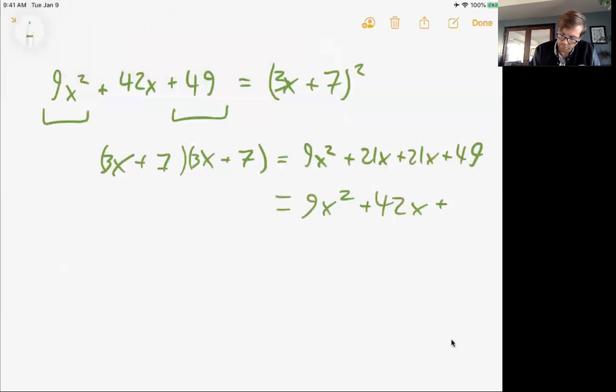So that's perfect squares. If you memorize these and you keep an eye out for them, you will make your life easier and faster when it comes to mathematics.